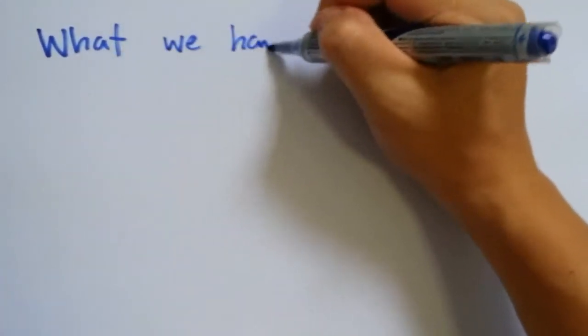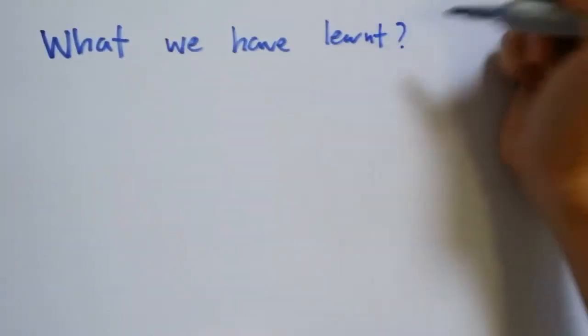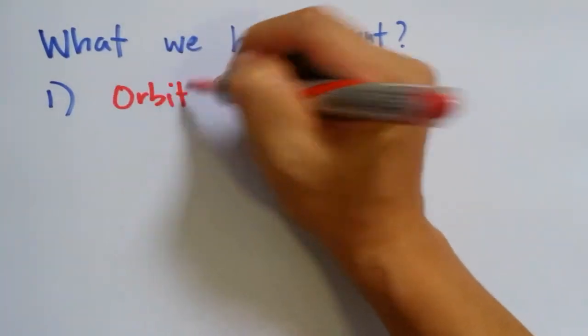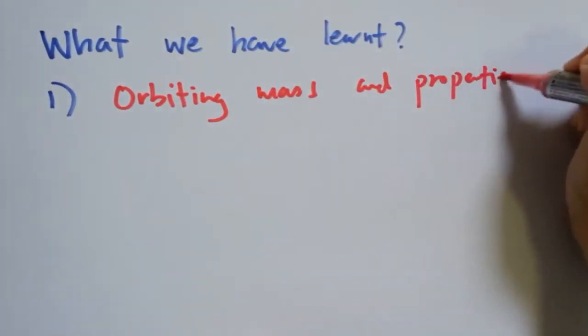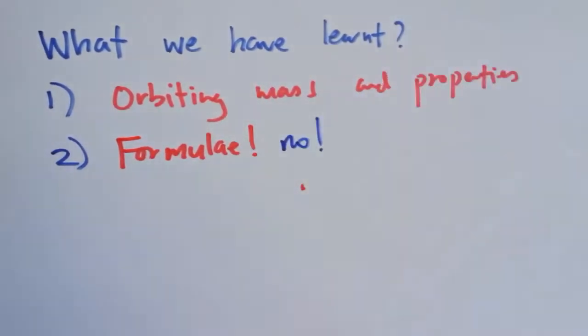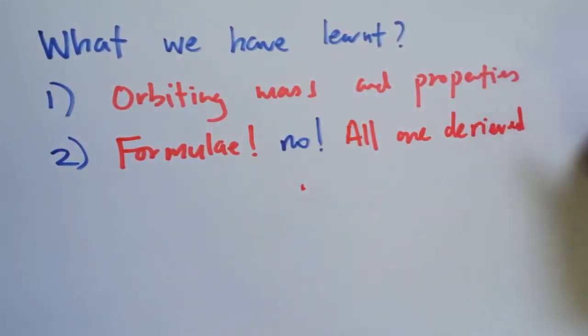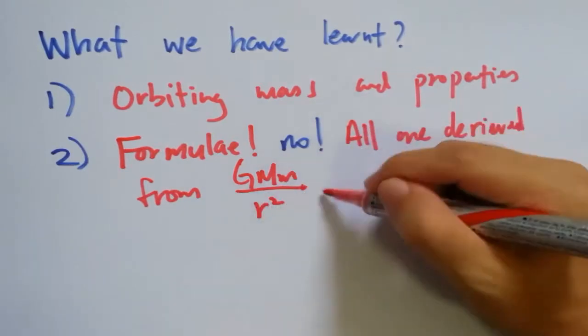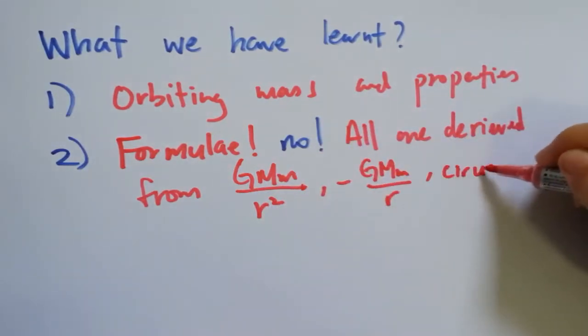We have come to the end of this video, and let's do a recap of what we have learned so far. We have talked about orbiting mass and their properties. And we have learned a lot of new formulae. No, actually, these formulae that we described are just derivable from the three equations.